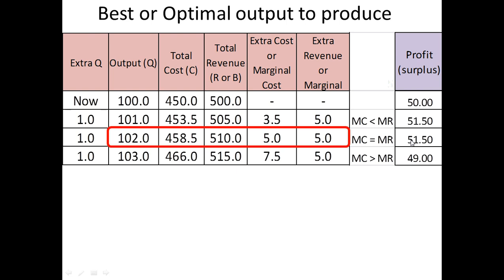When the government has more tax income, the government can provide public goods and public services, for example roads, public schools, public hospitals, police or security service, defense service, and so on. That's why countries tend to be better. So the best or optimal output to produce is 102, not 101, because of this condition.